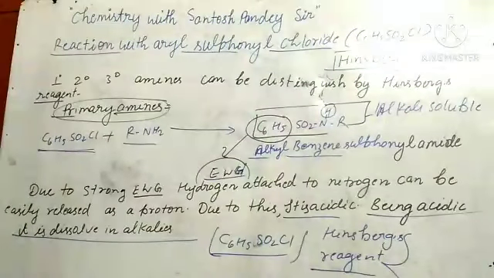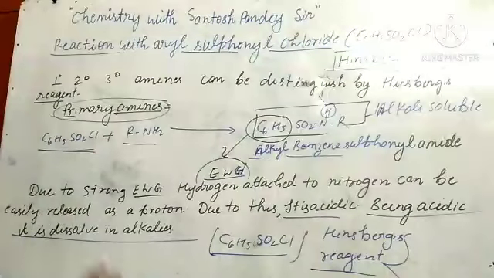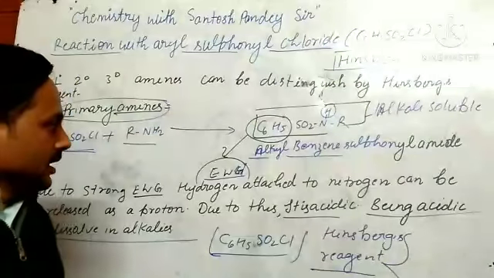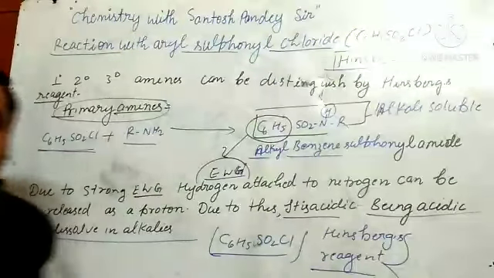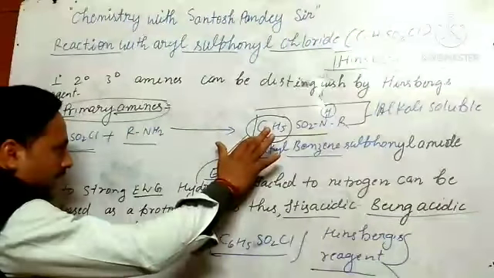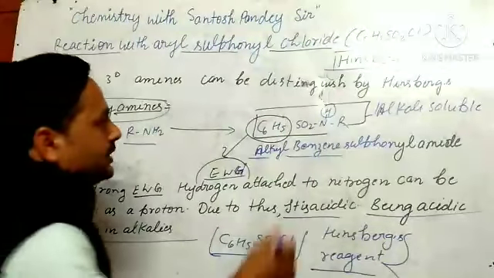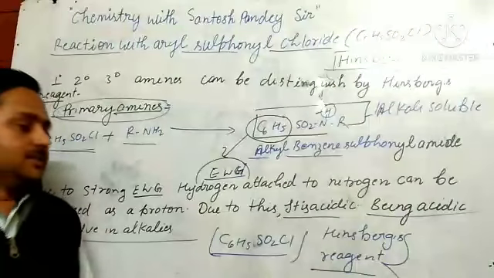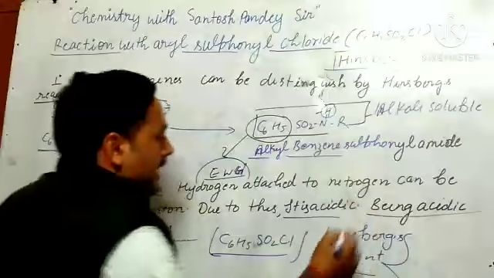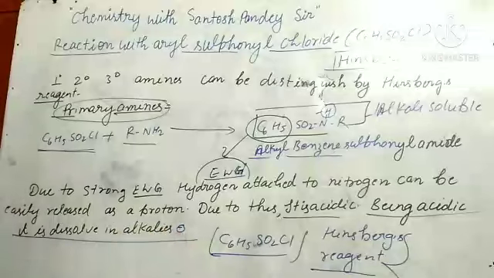So what we have seen here is that when primary amines react with benzene sulfonyl chloride, the Hinsberg reagent, they form alkyl benzene sulfonyl amide, which is alkali soluble. Due to the strong electron withdrawing group, the hydrogen atom attached to the nitrogen can be released easily as a proton, so it is acidic, and being acidic, it dissolves in alkalis. So this is about primary amines.